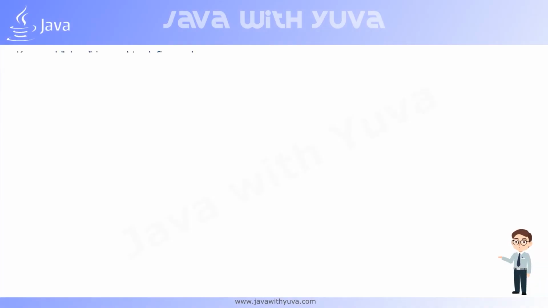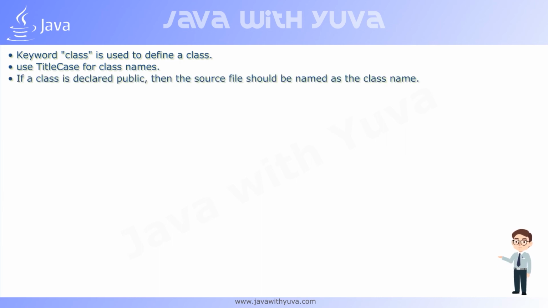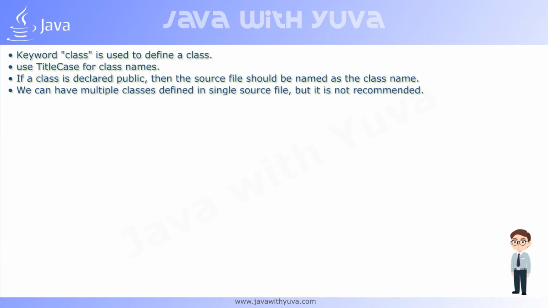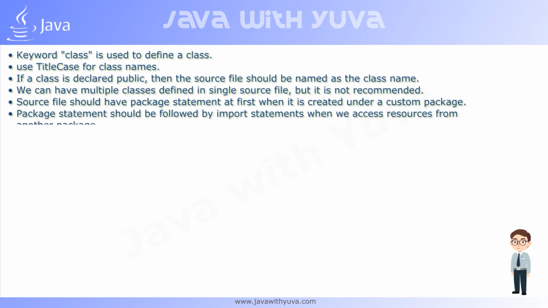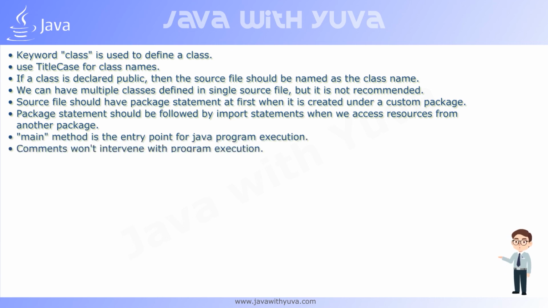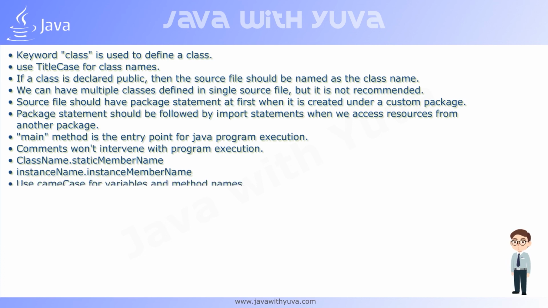Let's have a quick recap of some of the important points we covered today. We used the keyword class to define a new class. The recommended naming convention for a class is to use title case. If a class is declared public, then the source file name should be the same as the class name. We can have multiple classes defined in a single source file. The source file should have a package statement at first when it is created under a custom package. The package statement should be followed by import statements when we access a resource from another package.